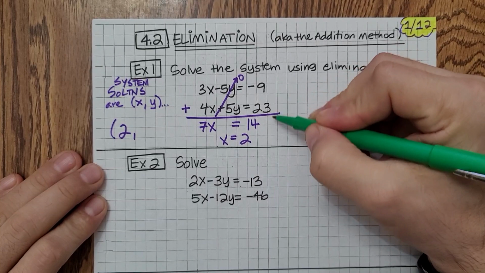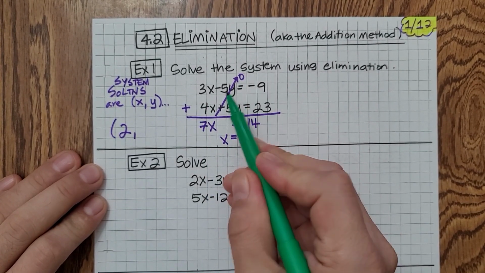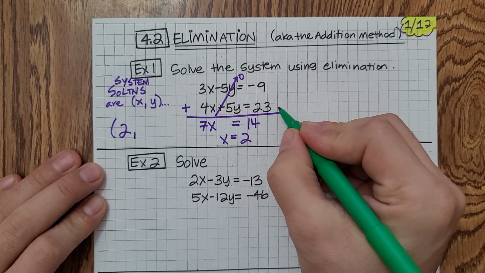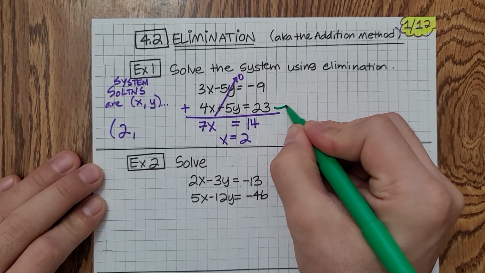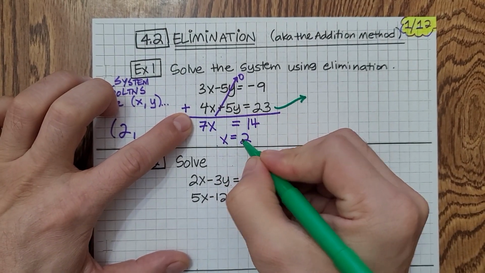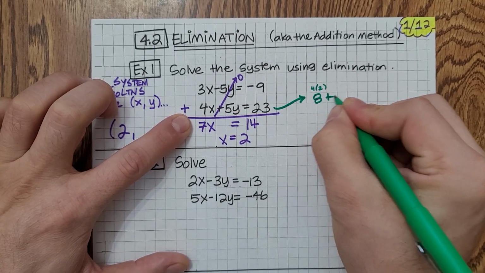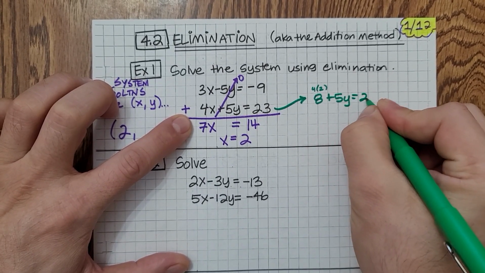Your choice, pick one of these two. Some might choose this because the numbers look smaller. I'm going to choose this equation. It does not matter which one you use. 4 times 2 or 8 plus 5y equals 23.